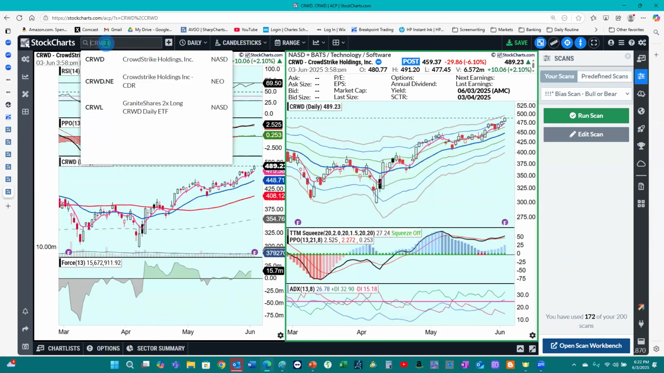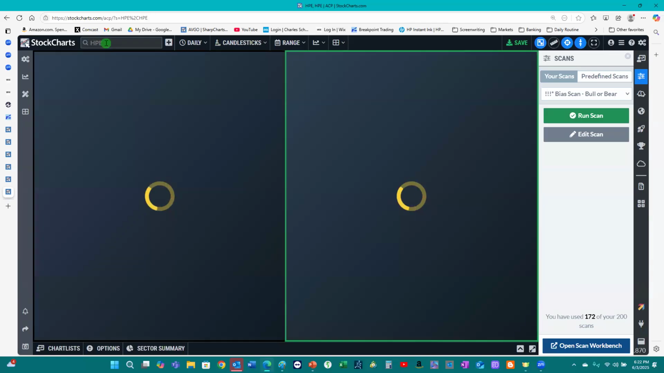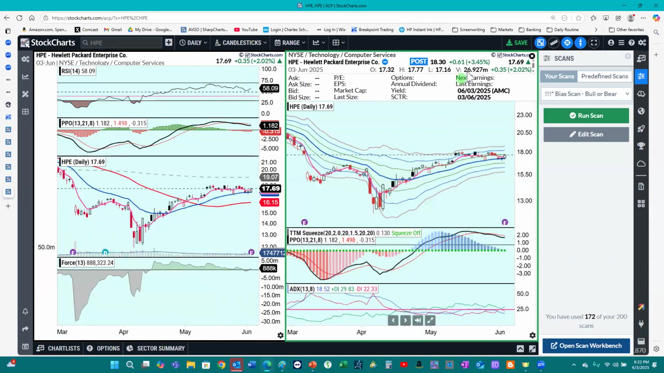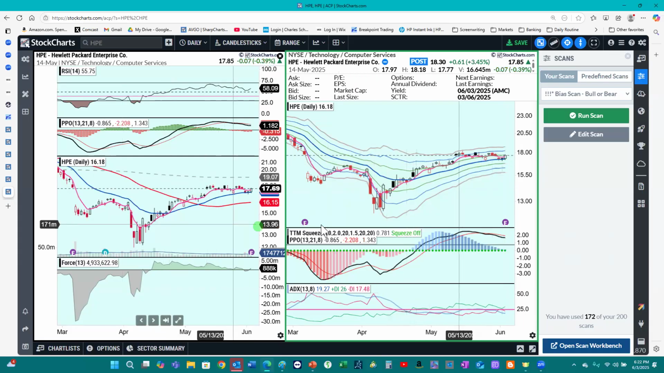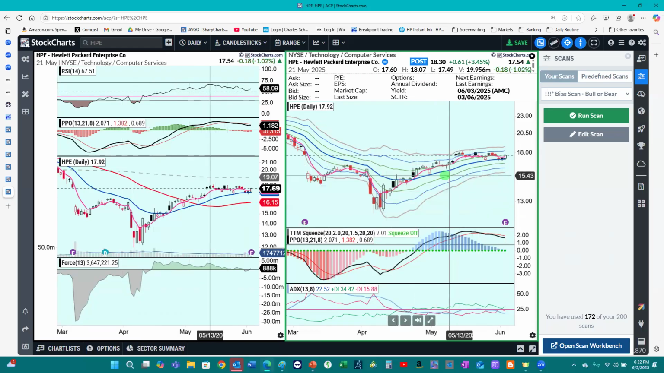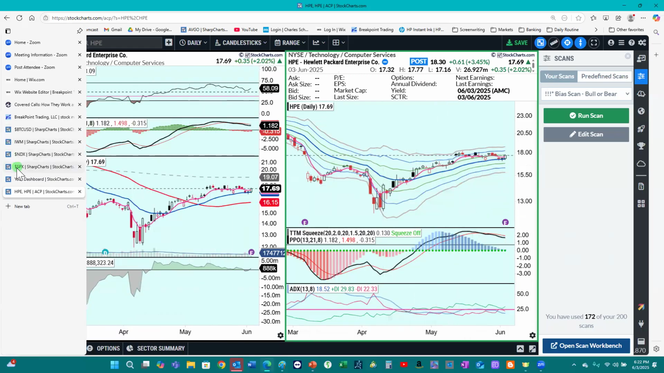And then the last one was HPE. HPE is up after hours 3.5%, 18.30. So it was sitting right on the 21, reversion to the mean. You can see here I got almost up to the 3x area, reverted to the mean, to the 21. And started to move up before earnings, and earnings were after the close, so it will likely go higher. So it ended at 17.69, and after the close is at 18.30. So looks like HPE will continue to go up. All right, that's it for that section.